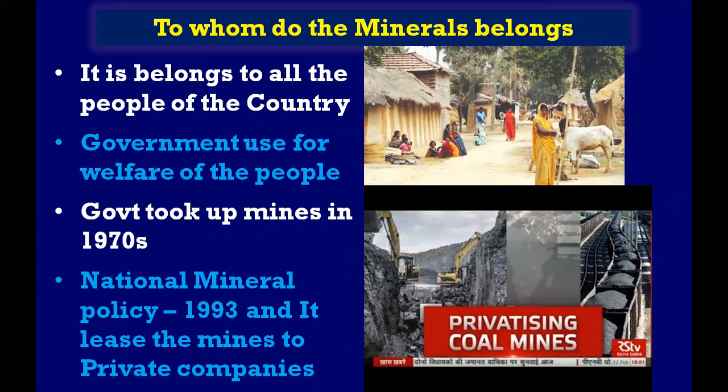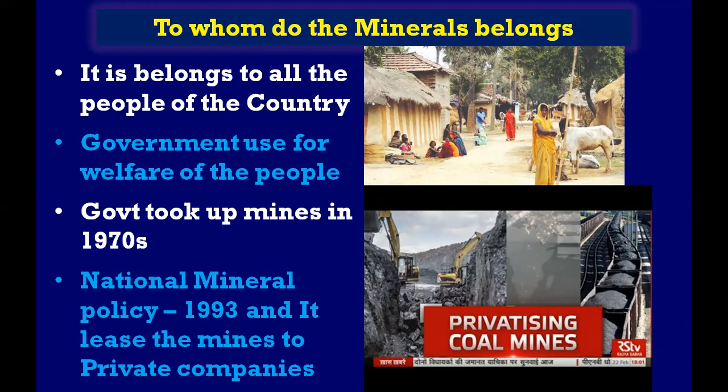So, to whom do the minerals belong? I told you minerals are under the ground. So, these minerals belong to whom? These minerals generally belong to all the people who are living in the country. But everyone cannot go and use them individually. So, these minerals are handed over to the government, and the government will use the minerals keeping in mind the interest of the people.